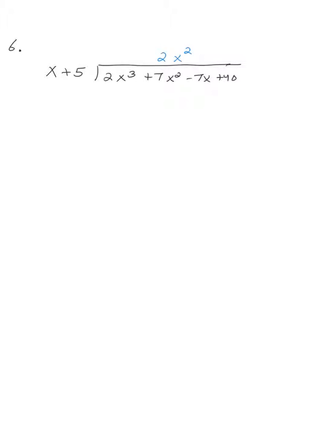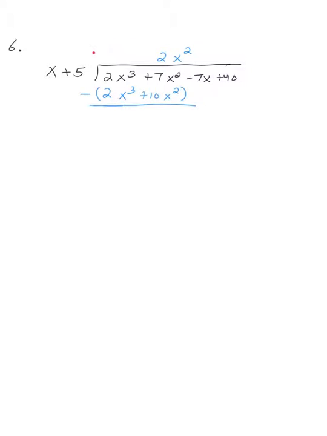2x squared times x is 2x cubed, and 2x squared times 5 is 10x squared. I now subtract the thing that I just put there. So again, I want to match up right here 2x cubed, so when I subtract it, I get 0. This was for me to decide to say, okay, well, if I have an x here, I'd have to multiply it by a 2 to have a 2 here, and x squared times x gives me x cubed. That's how I arrived at 2x squared.